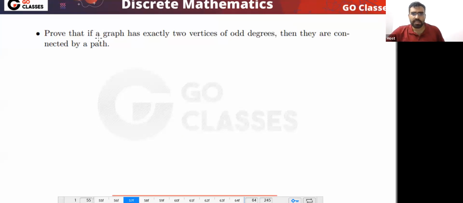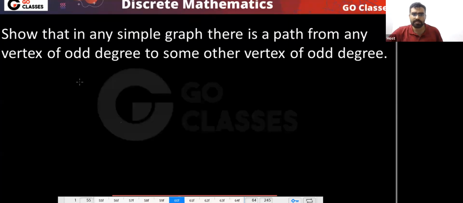So this is the idea. If your graph has exactly two vertices of odd degree, then they will definitely be connected by a path. This same question people can ask you like this.